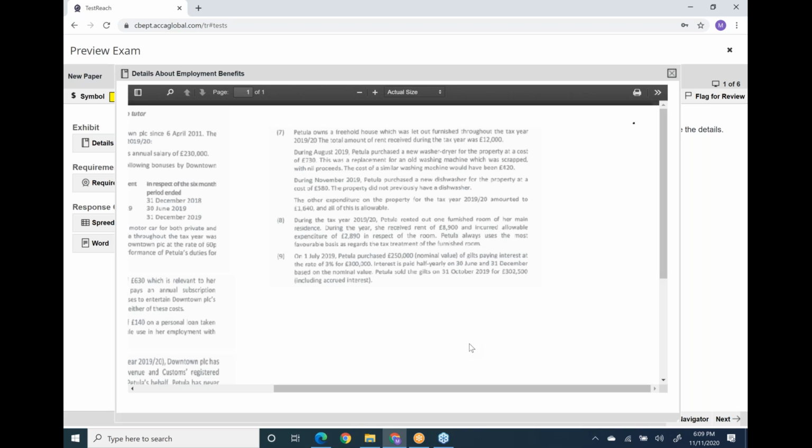During the year, she received rent of 8900 and incurred allowable expenditure of 2890 in respect of the room. Petula always uses the most favorable basis as regards the treatment of the furnished room. Come on, dear students, you can also write in the chat box what I should do. It's readymade, what we call cash marks. Which one is beneficial? Actual expenses of 2890, or the 7500 relief? Obviously the 7500 relief is beneficial. So if you deduct 7500 from 8900, the answer will simply be 1400.